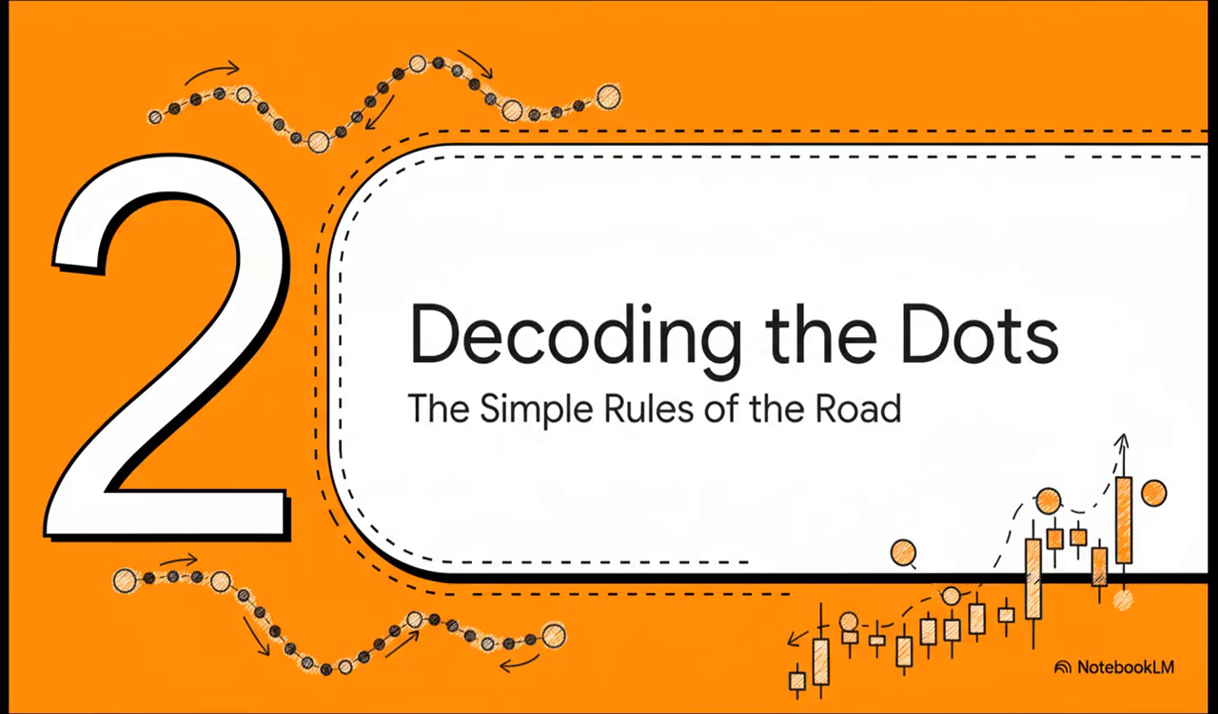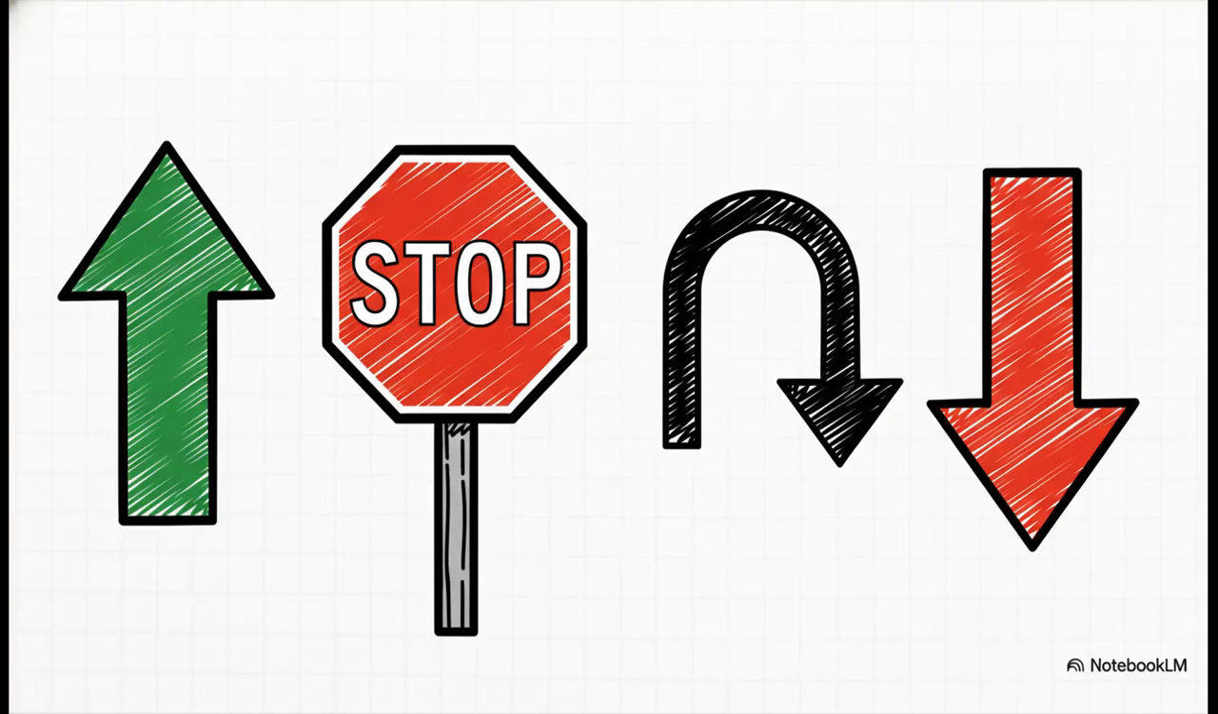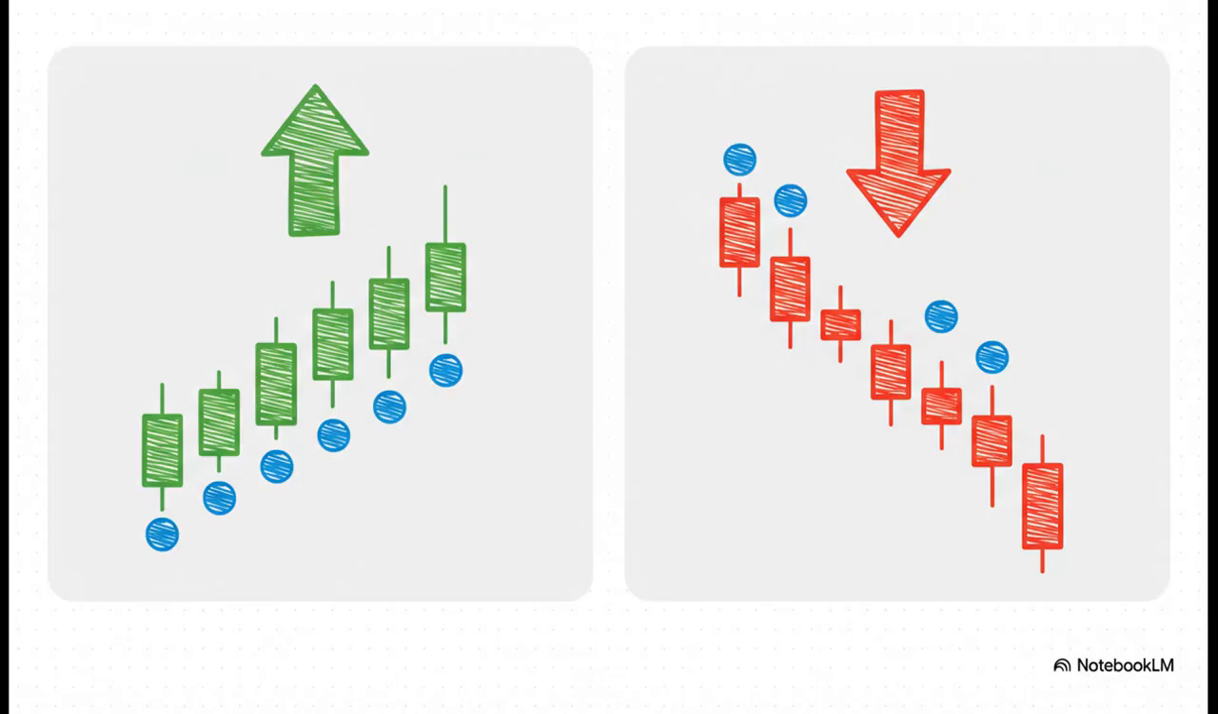Okay, so now that we see what it looks like, what in the world are these dots actually telling us? Well, this next part is all about decoding those dots, and you're about to see that the rules of the road here are incredibly simple. You know, the name of the indicator itself is a massive clue. SAR actually stands for Stop and Reverse. And that's not just some fancy name. It's basically the instruction manual. The indicator is literally trying to tell you when it might be time to stop your current trade and maybe even reverse your position.